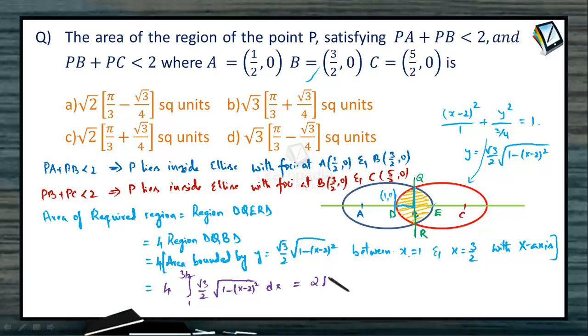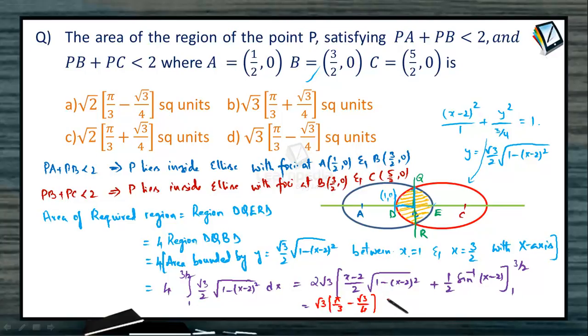How much will this be? This is 2 root 3 as a constant outside, times the integral of the square root of 1 minus (x minus 2) whole squared, which is (x minus 2) by 2 times the square root of 1 minus (x minus 2) whole squared plus half times sine inverse of (x minus 2), evaluated between the limits 1 and 3/2. Now we can substitute comfortably, since we know the entire function and the limits. So this comes to root 3 times pi by 3 minus root 3 by 4 square units.